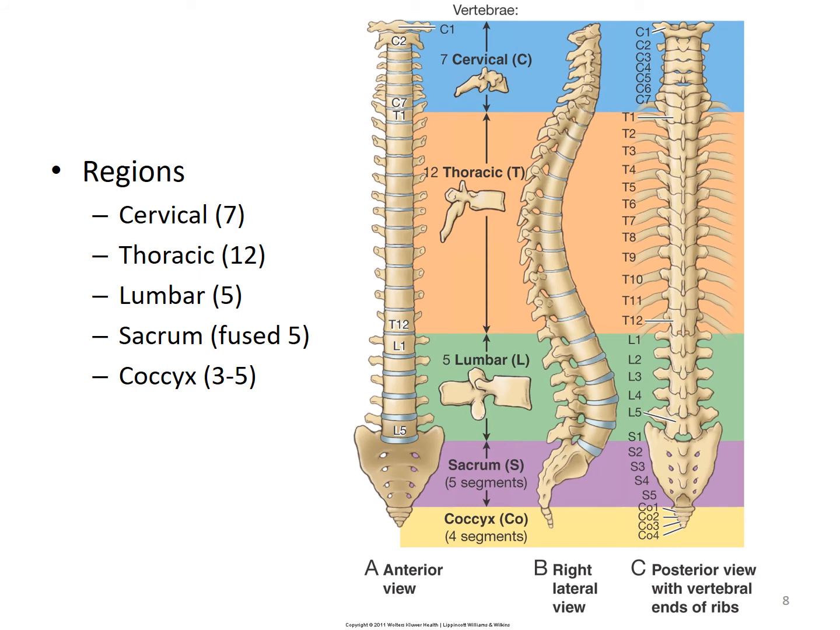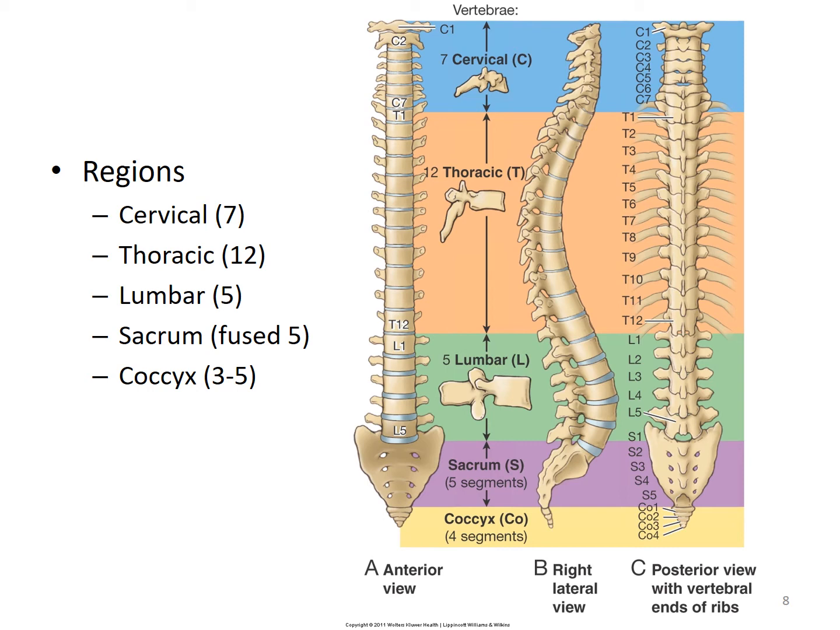Important to remember, though, that vertebrae do not equal vertebrae, right? We have different regions. We have a cervical region up here with 7 cervical vertebrae. We have a thoracic region that has 12 thoracic vertebrae. We have a lumbar region with 5 lumbar vertebrae, a sacrum that is made up of 5 fused vertebrae, and the coccyx, which has 3 to 5 segments.